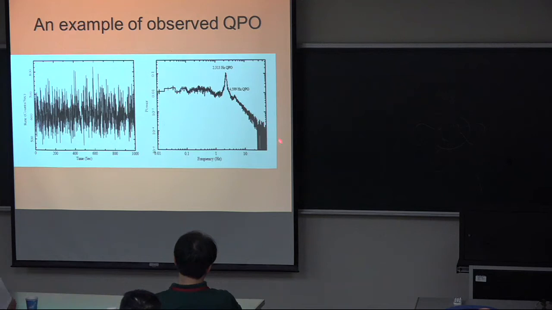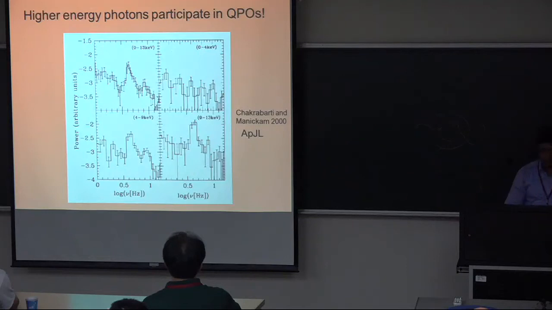There should be a cutoff at a sufficiently high frequency, because that will correspond to the horizon of the black hole. But we never go up to that frequency because the number of photons is very few. Here, if you sample very fast, this is a typical example of a QPO that we should also explain. So not only should we explain the spectrum, we should also explain the QPO.